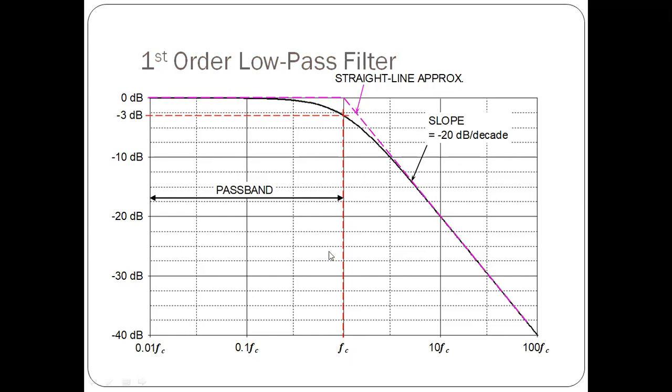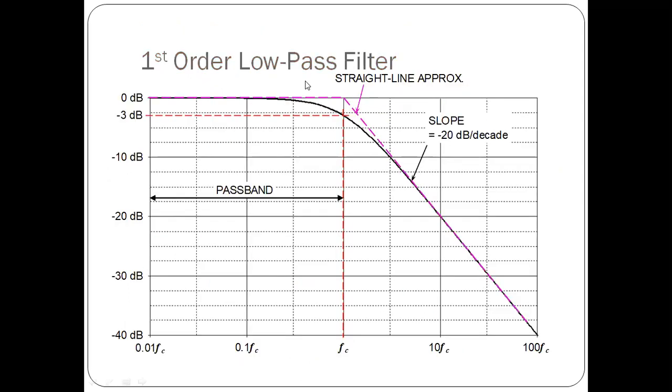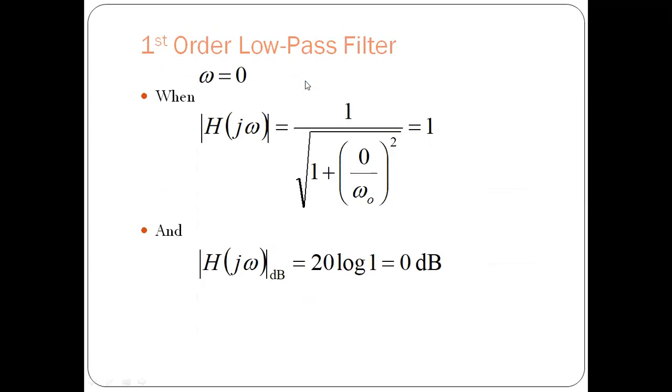This is called the pass band. This is how the pass band is designed. So the low pass filter is going to allow the signals which have frequencies below fc, and it attenuates the frequencies above fc. You can observe this from the graph. And this is what we have discussed about the first order low pass filter.